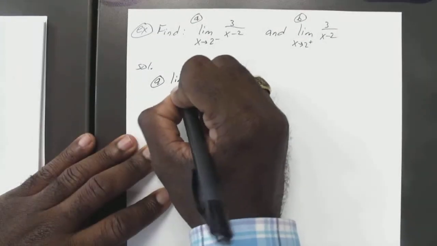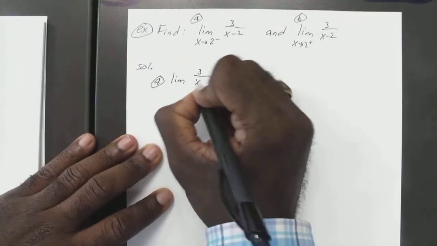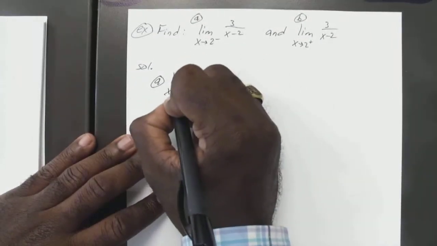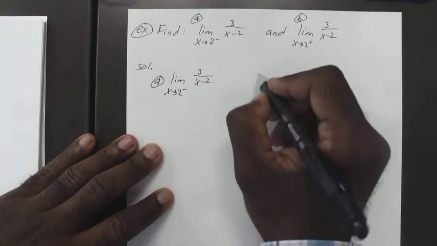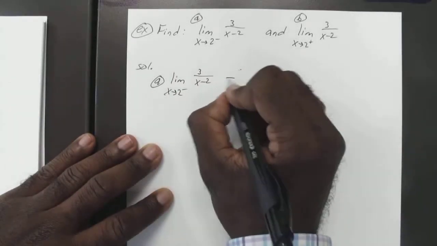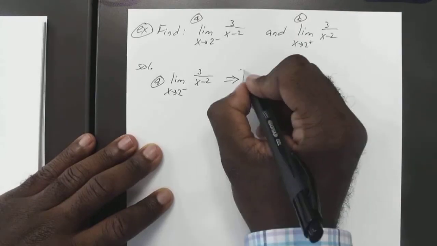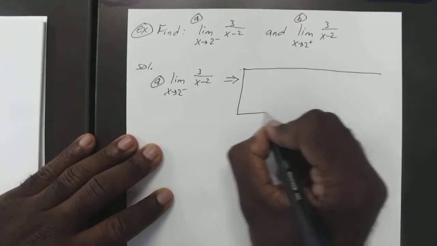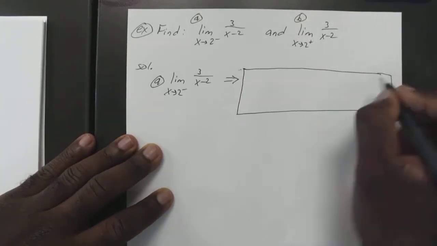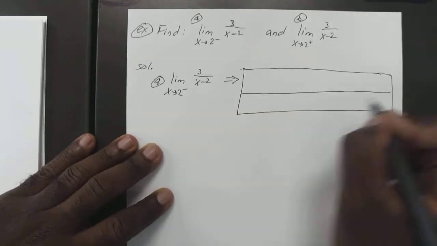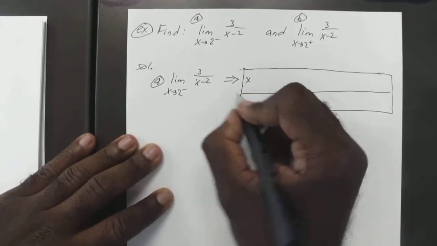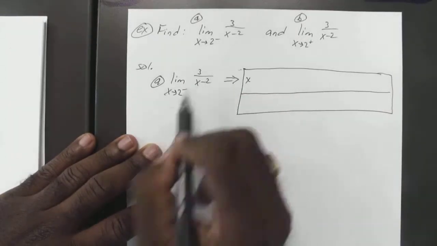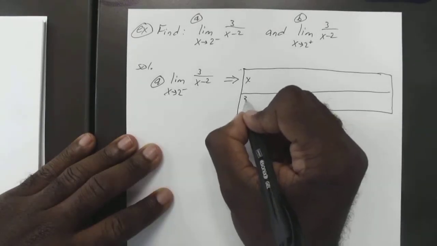Okay, so for the limit of 3 over x minus 2 as x approaches 2 from the left, let's create our little value table. You have the value of x and you have your f of x, which is just 3 over x minus 2.